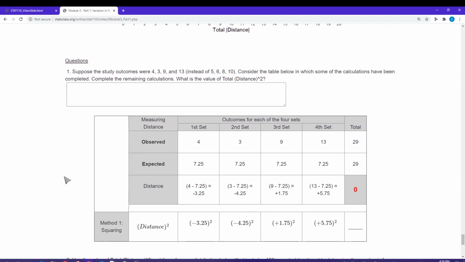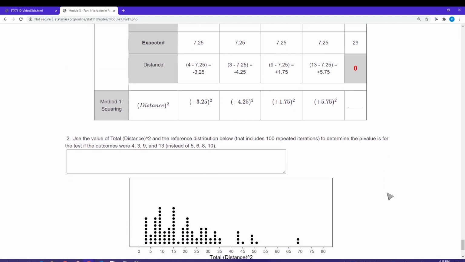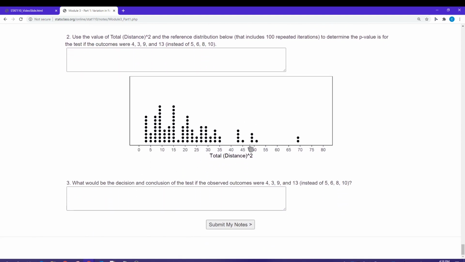Okay, there are a few questions down here at the bottom of this handout. I gave you a different set from what we observed. So what if the values were 4, 3, 9, 13 instead? I want you to go ahead and do the squaring. See if you can get the total here, and then use that total to try to determine whether or not there's enough evidence for the research question.